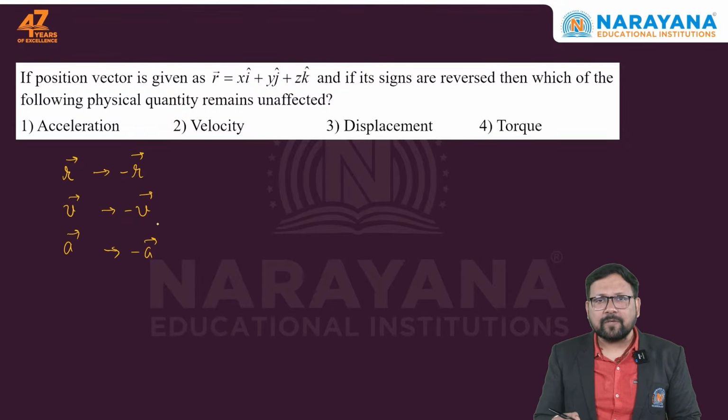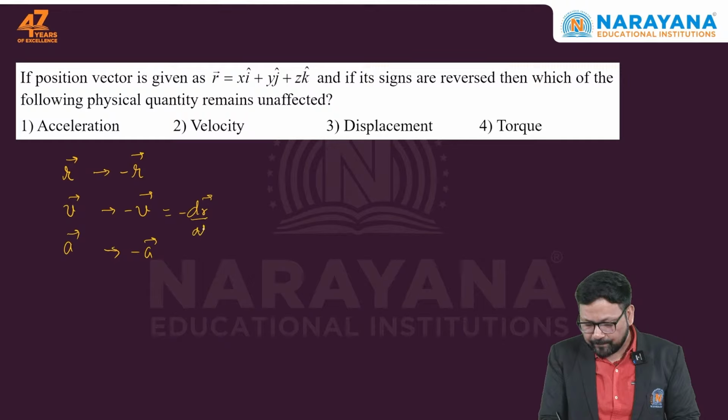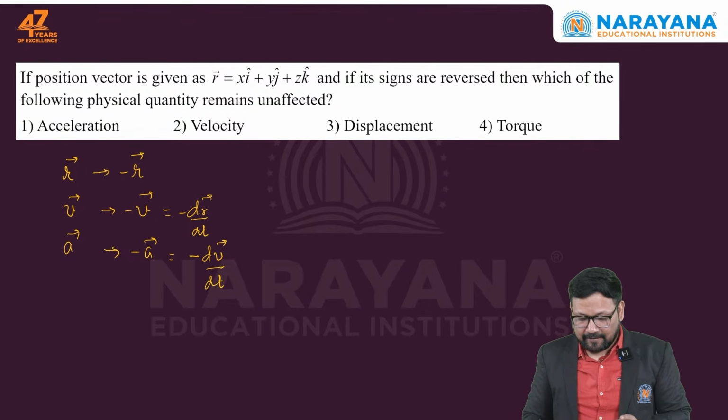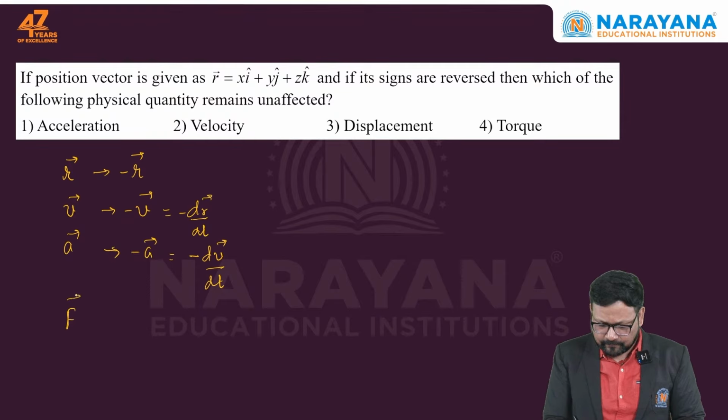Why? Because what is v? dr by dt. So v will be here minus dr by dt. So v is changing its sign, as well as a is changing its sign, minus dv by dt. If a is changing its sign, then obviously force will also change its sign. What is F? ma.